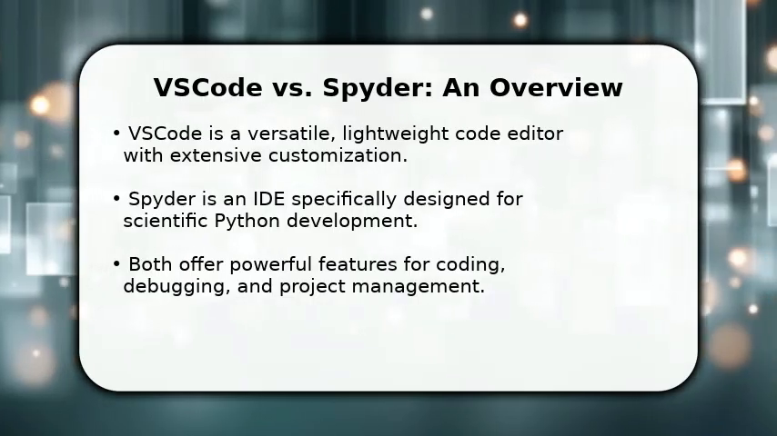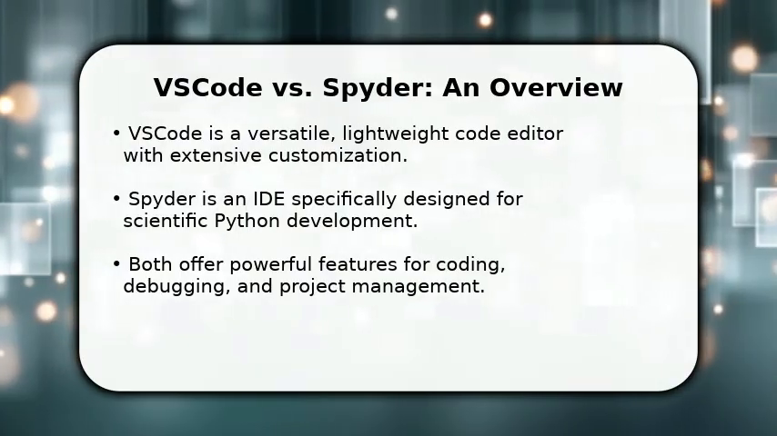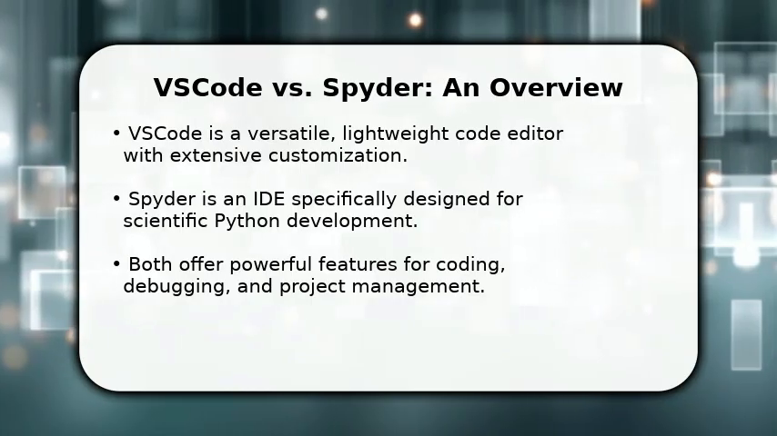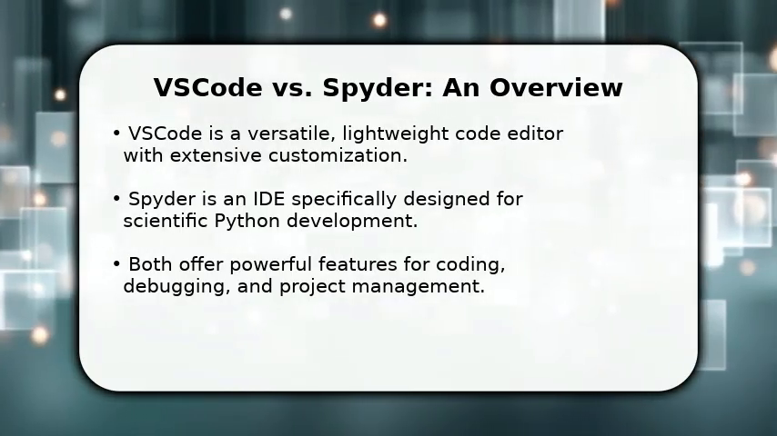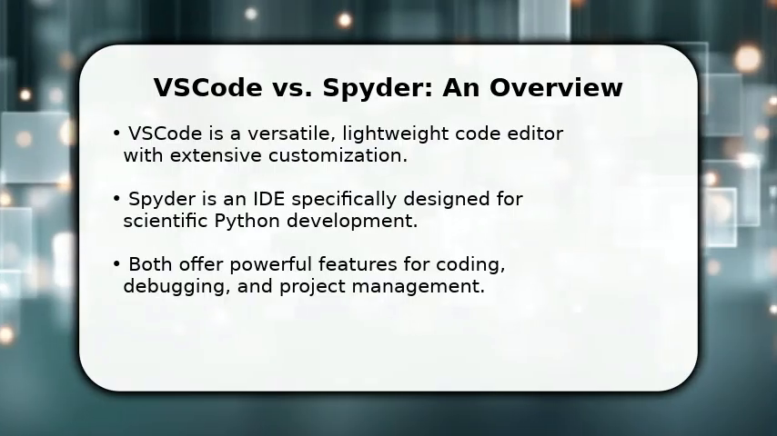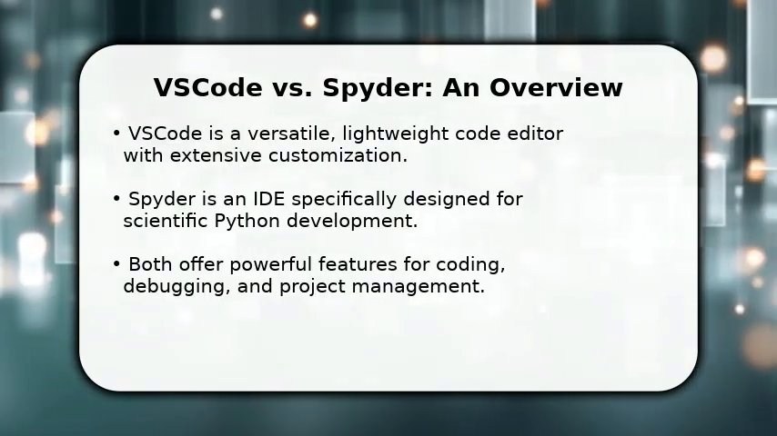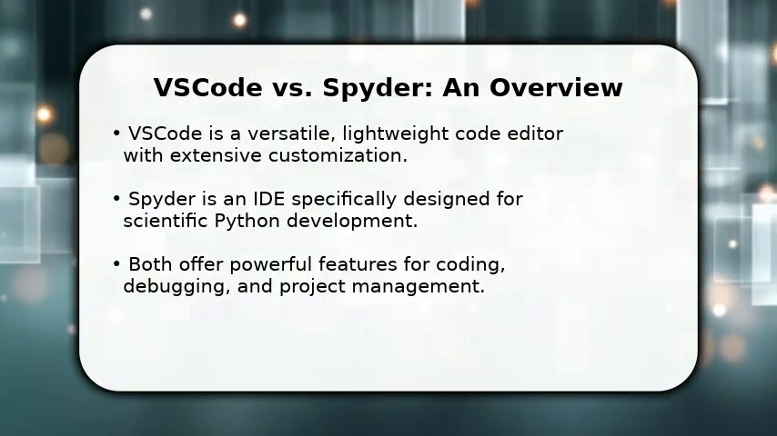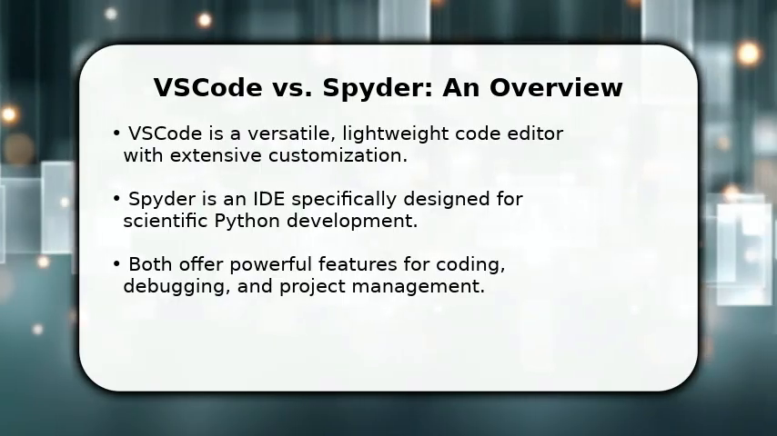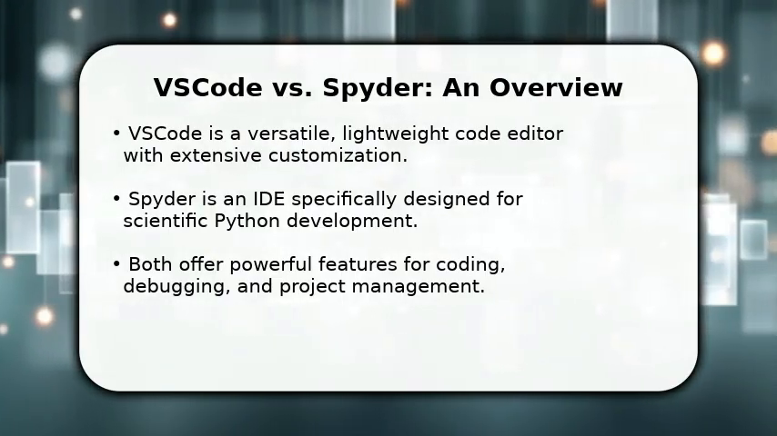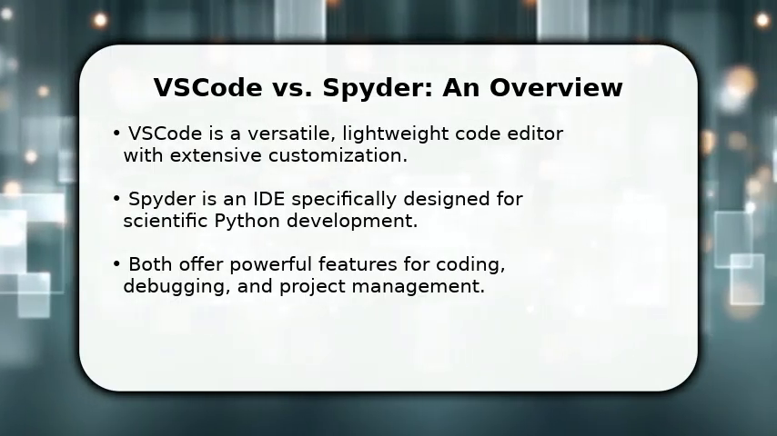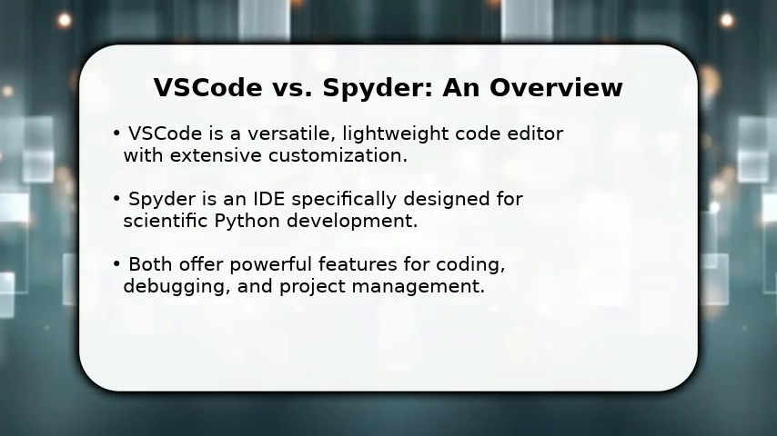In this video, I will compare VS Code versus Spyder. We'll explore these two popular development environments to help you decide which one best suits your workflow. VS Code is a highly customizable code editor, while Spyder is a dedicated integrated development environment for scientific Python. Both tools provide robust features for writing, debugging, and managing your code, but they cater to different user needs. Let's dive into their unique strengths.